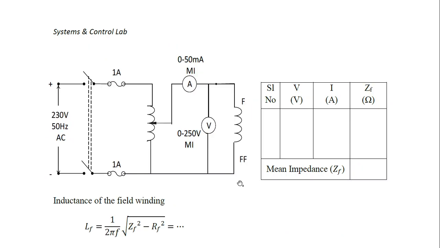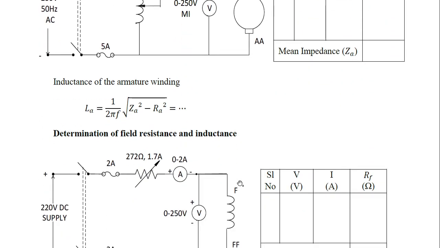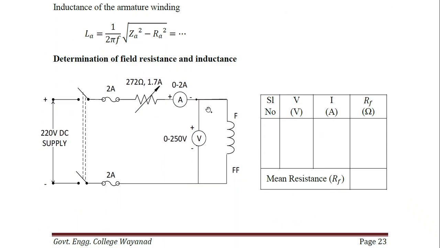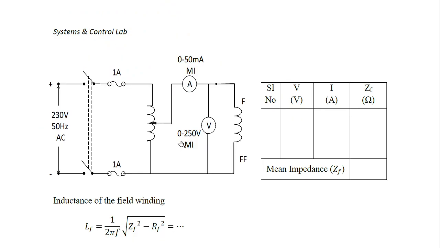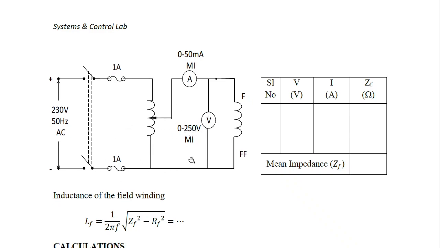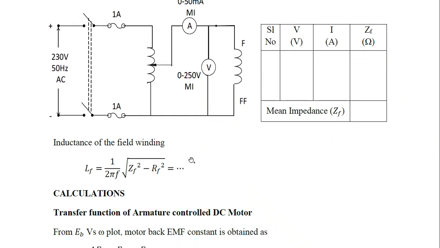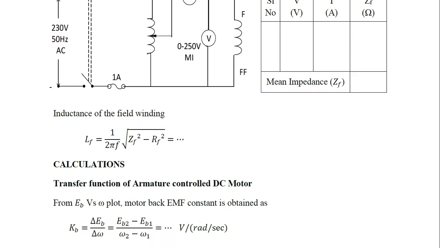To determine RF and LF, you have to conduct the experiment, that is, the determination of field resistance and inductance. So you have to set up this circuit in order to find out the field resistance RF, then the field inductance. The rest of the equations are already explained to you.